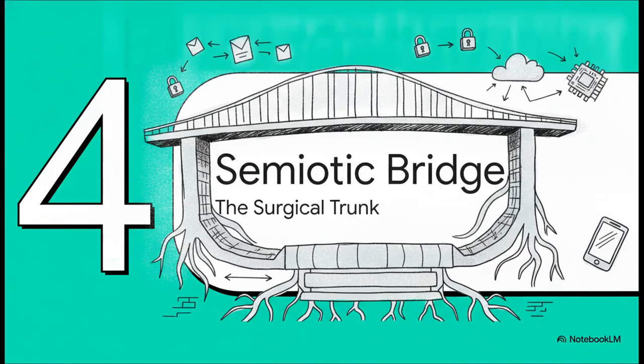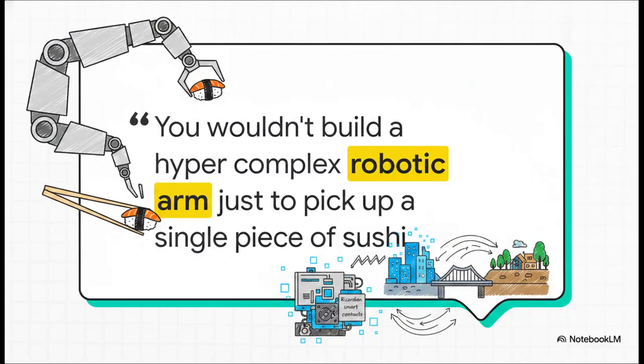All right, part 4, crossing the semiotic bridge using what's known as the surgical trunk. I absolutely love this quote because it perfectly captures the philosophy behind how we cross this bridge. You wouldn't build a $1 million hyper-complex robotic arm just to pick up a single piece of sushi. You just use 2 simple sticks, right? This is exactly what developers call chopsticks design.